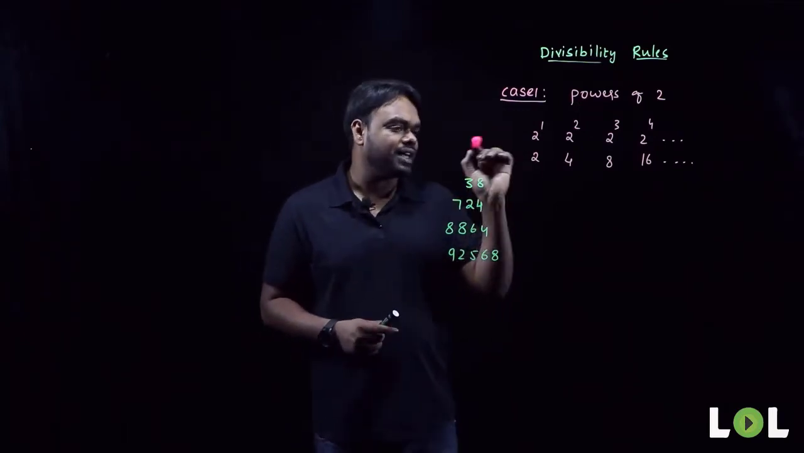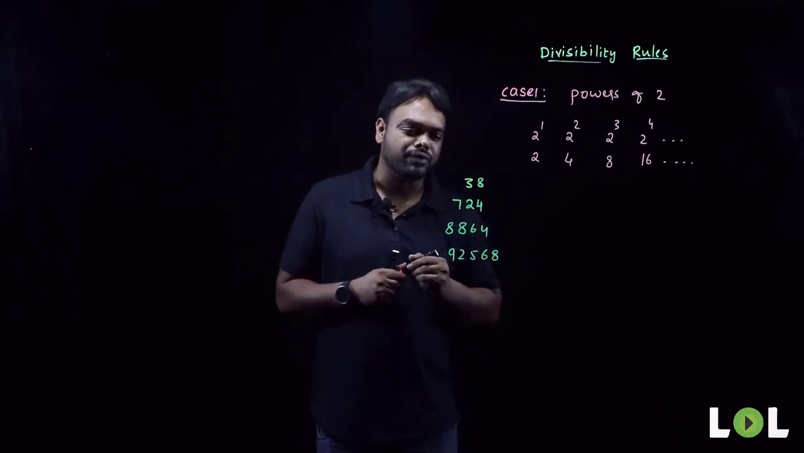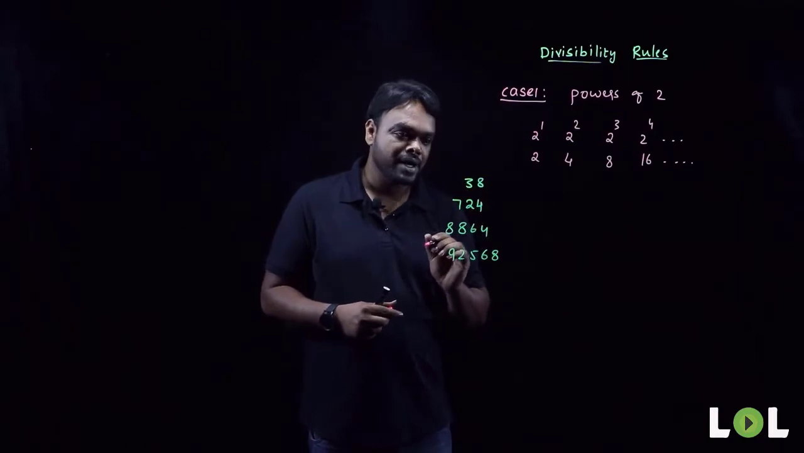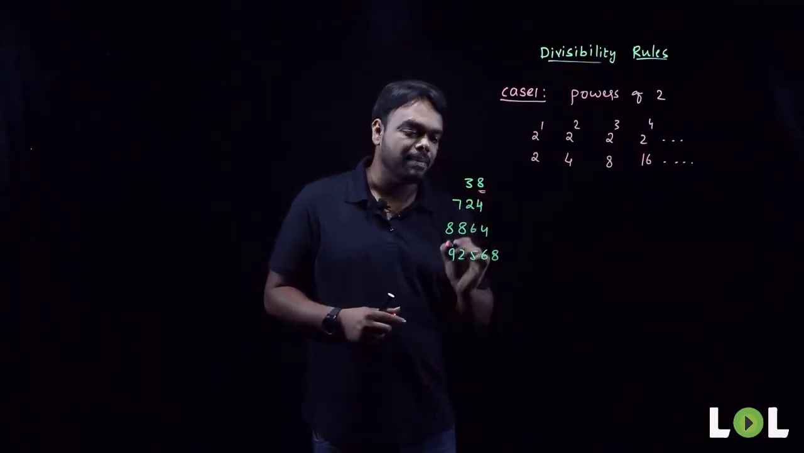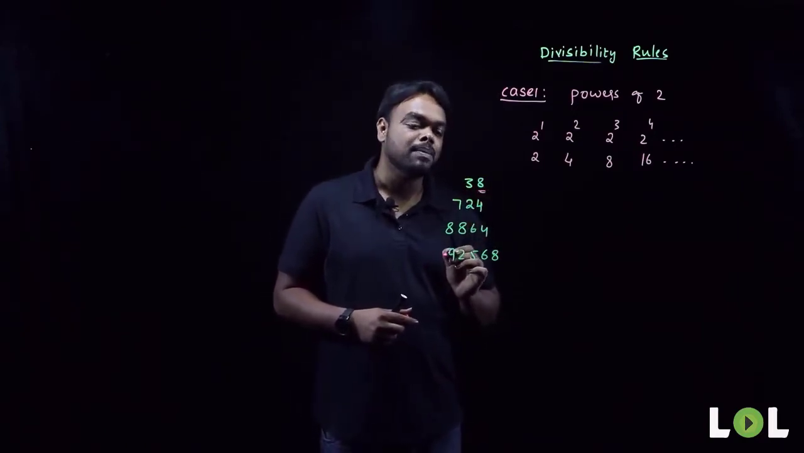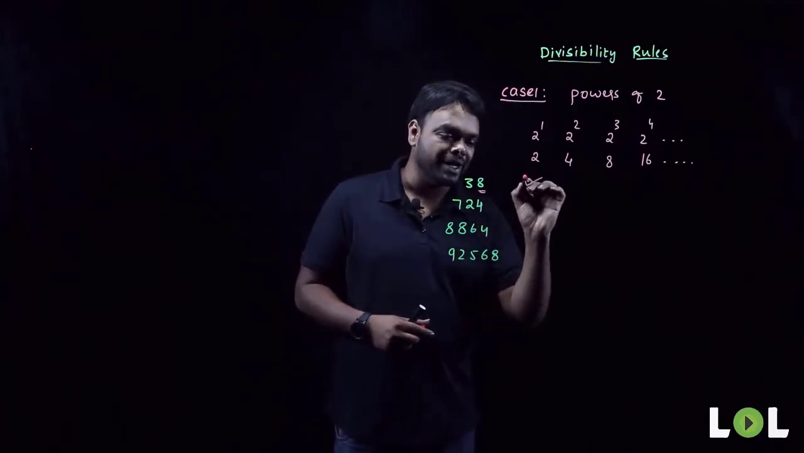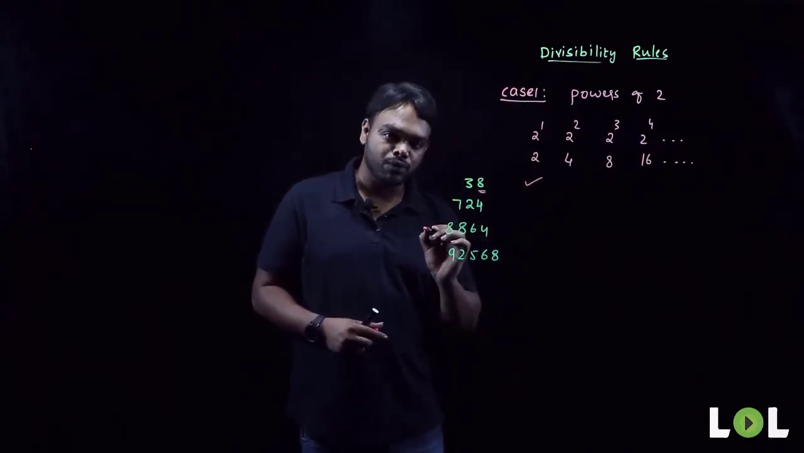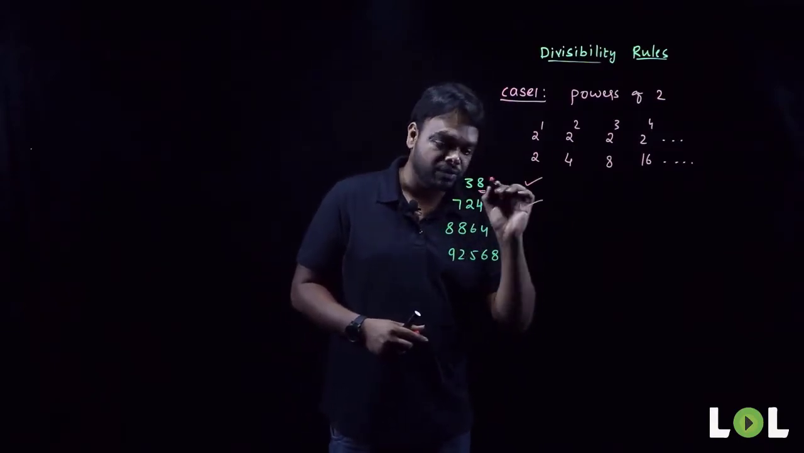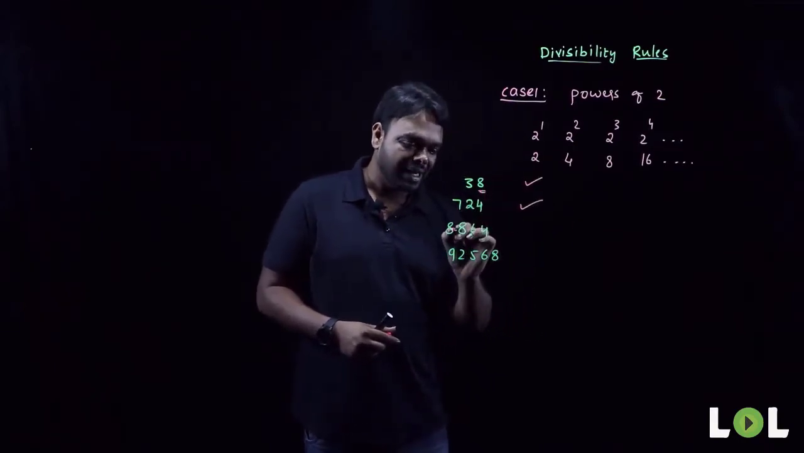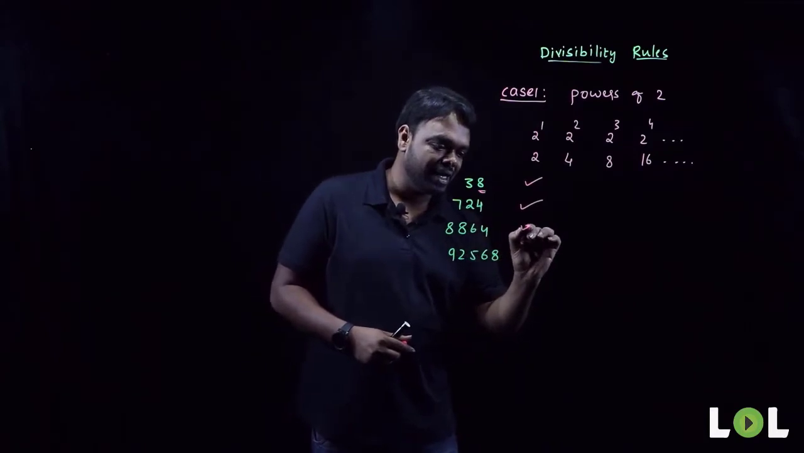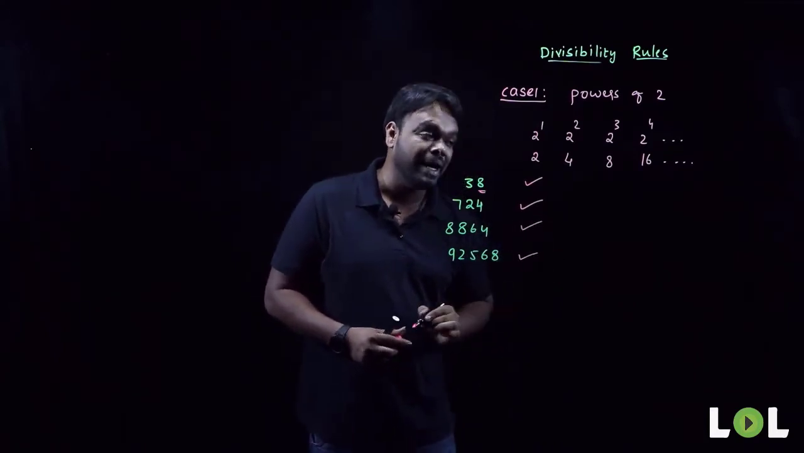Now, to check whether the given number is divisible by 2 or not, we'll check only the last one digit. If the last digit is divisible by 2, obviously the entire number is divisible by 2. Yes, 8 is divisible by 2. Yes, 724, 4 is divisible by 2. Then 724 is divisible by 2. Likewise, even this is an even number, divisible by 2. Even this is divisible by 2.